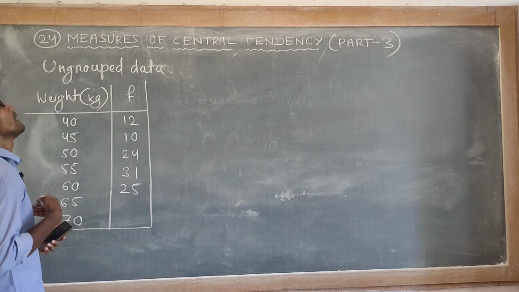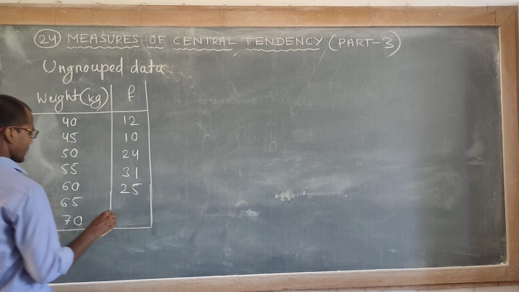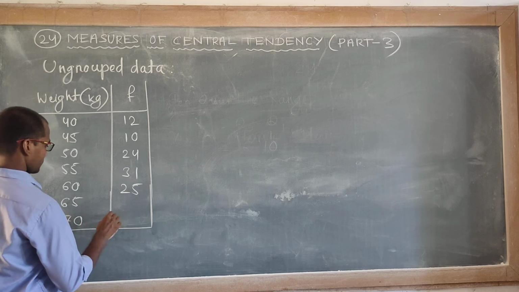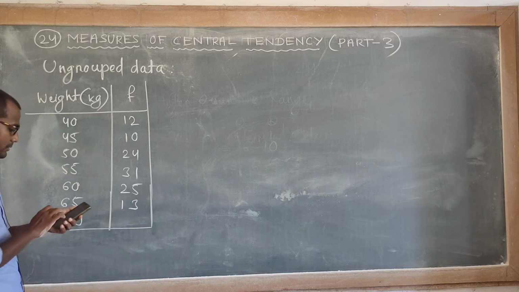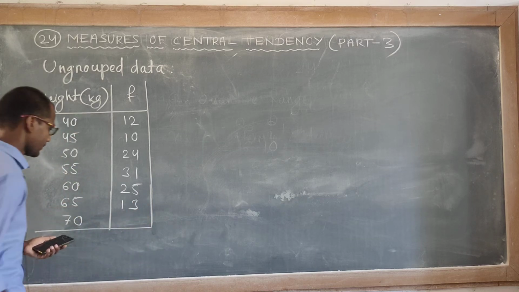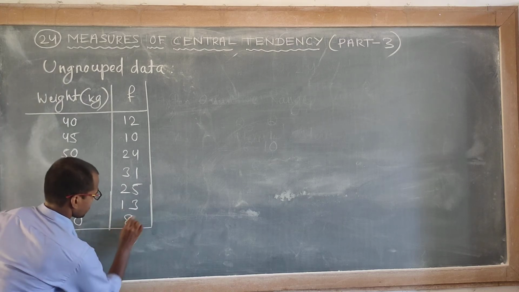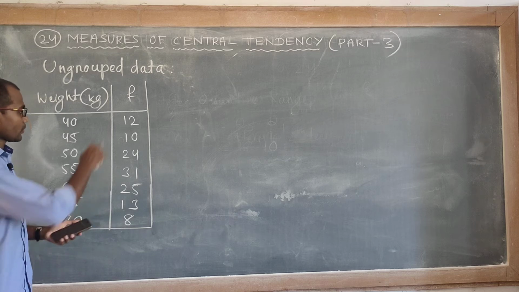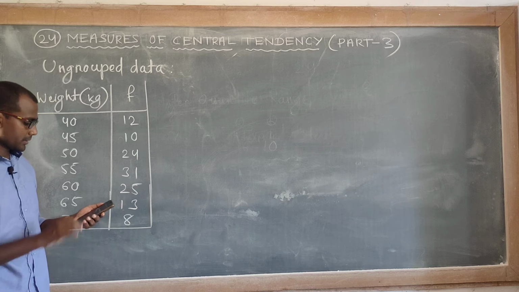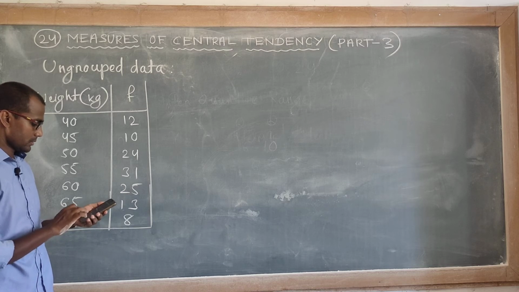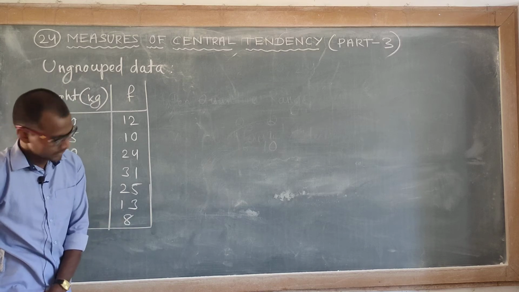At 65 kg let us take 13 students, and at 70 kg suppose there are 8 students. So if you add all these frequencies, you will get 123 students, which is an odd number.